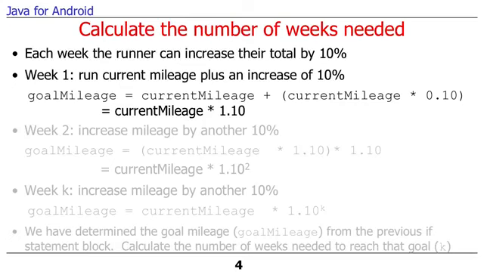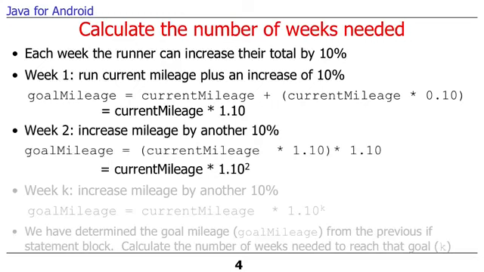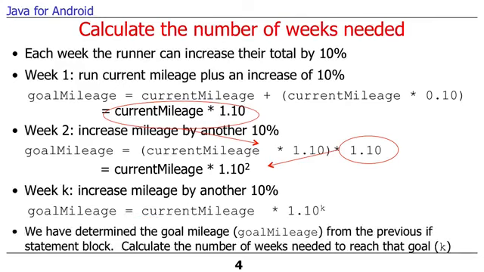In week 2, the runner can add an additional 10% of mileage. Notice that is 10% more than what they ran last week. So we multiply week 1's mileage by 10%, or 1.1. We can simplify that calculation to current mileage times 1.1 squared. Noting a pattern here, we can see that in week K, the runner will be finishing current mileage times 1.1 to the K power. We know the goal mileage already.